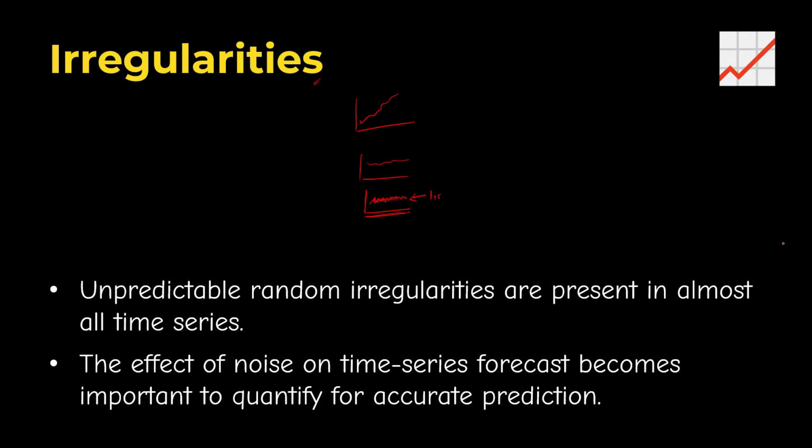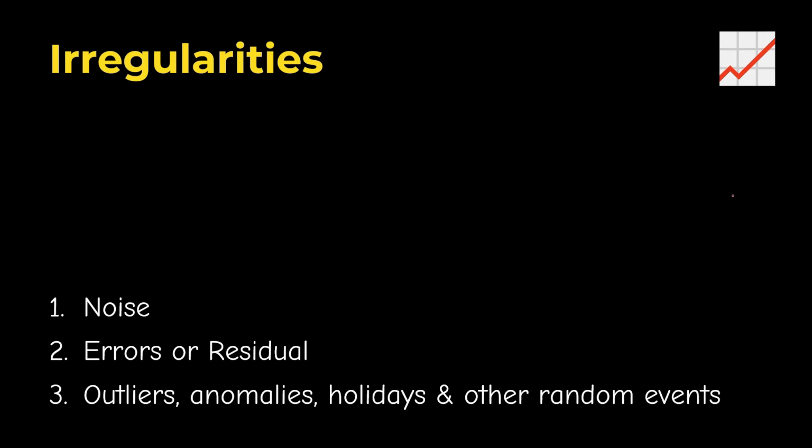Unpredictable random irregularities are present in almost all time series. Why is this important? Because the effect of noise on time series forecasts becomes important to quantify for accurate prediction. Irregularities are also known as noise, and we must account for this while considering all the components of a time series for making accurate predictions. Now, these are the popular types of irregularities. One is noise: noise in a transmitting signal, errors or residuals.